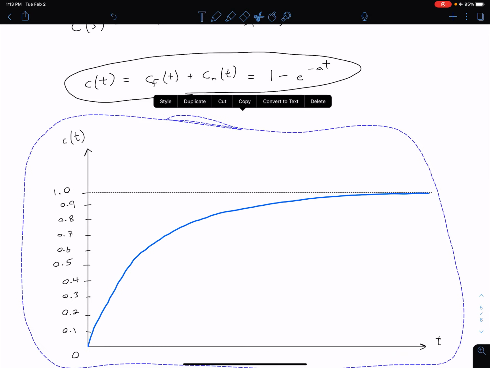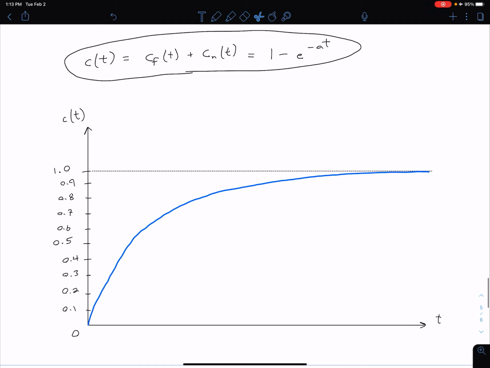So I've got c(t) on my vertical axis here and t on our independent axis. And so we see it's starting at 0, and then as that exponential goes away, as our t gets larger, that exponential term is becoming negligible and we're approaching 1.